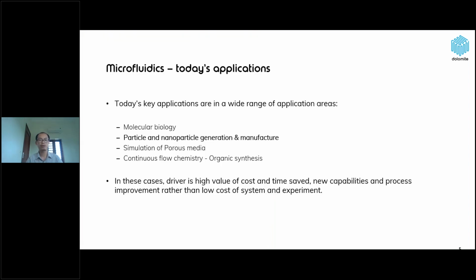Today microfluidics has key applications in a wide range of areas, including molecular biology, particle and nanoparticle generation and manufacture, simulation of porous media, and continuous flow chemistry. In all of this, the driver is high value: cost and time savings, new capabilities and process development, rather than a low cost system and experiment.